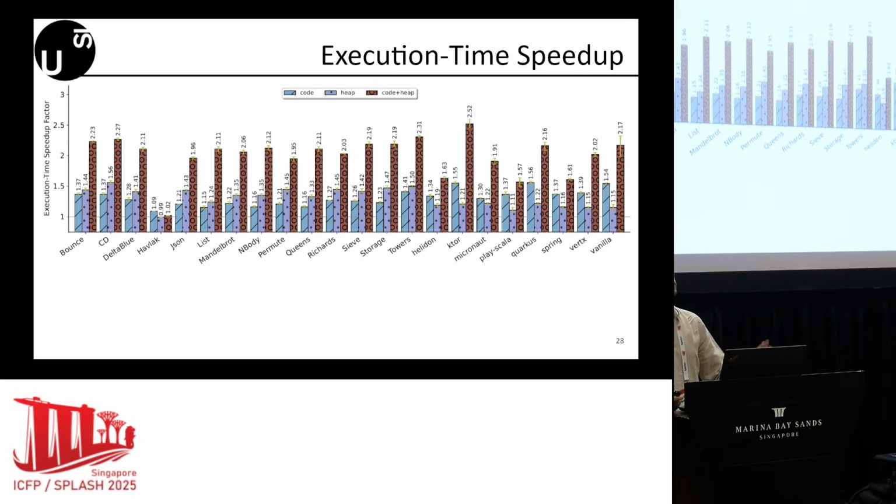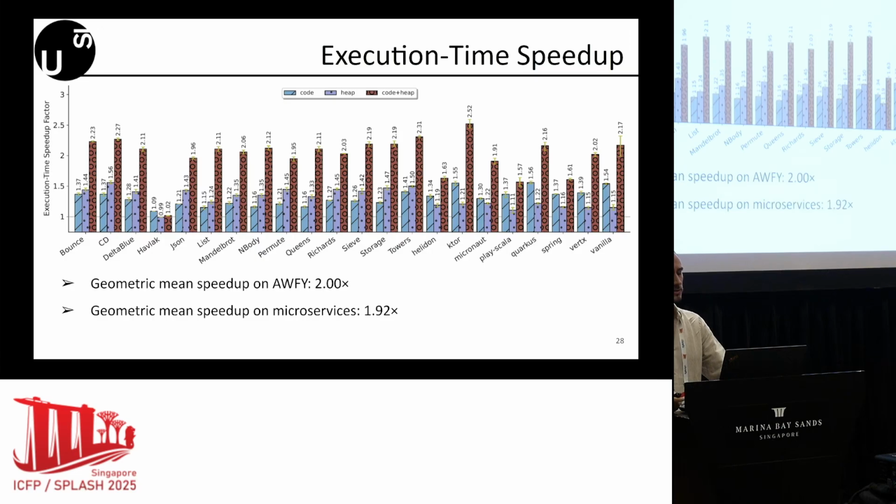Here we report the execution time speedup factors instead, that mostly correlate with page fault reductions with some exceptions. In particular, on microservices, we have higher speedups for code and heap. We have a geometric mean of 2.0 for RWFastYet, 1.92 for microservices, and 1.98 in total.